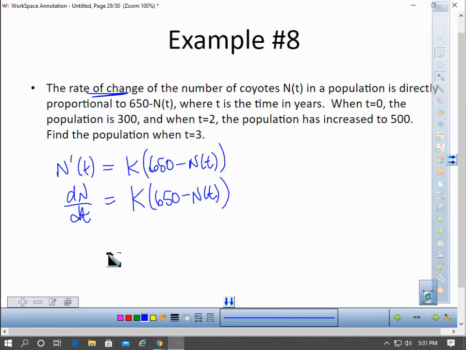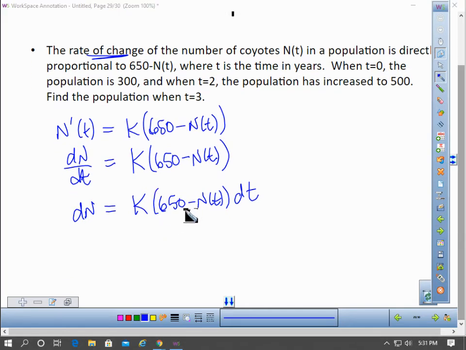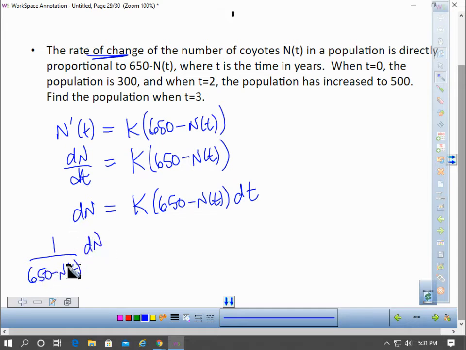All right, so now I'm going to multiply the dt over to the other side. I'm multiplying the dt over here to this side. And I'm going to move the N of t stuff over to this side. So I'm going to divide this over here, which I should have done all at once, but that's okay. So this will be dN over 650 minus N of t, because my dN is on this side, and then k dt. Okay? So I translated this first sentence into my differential equation.